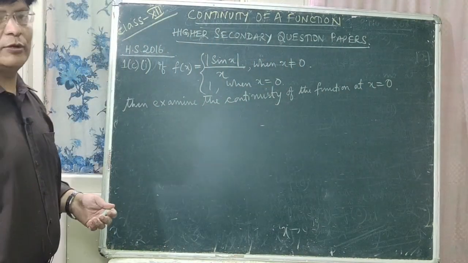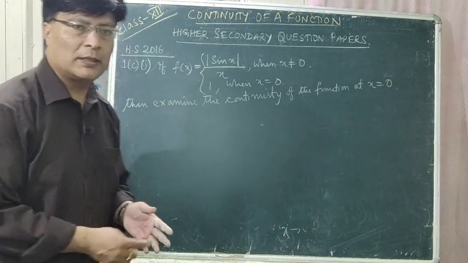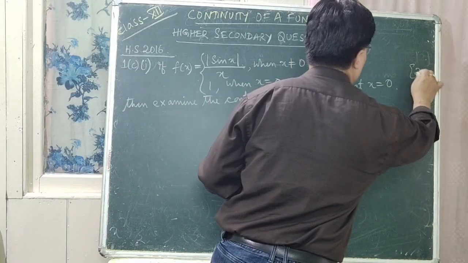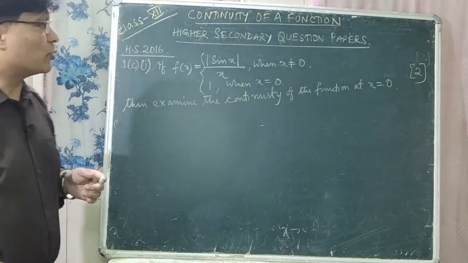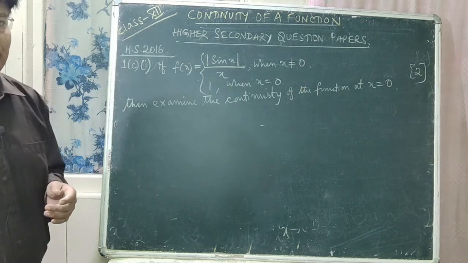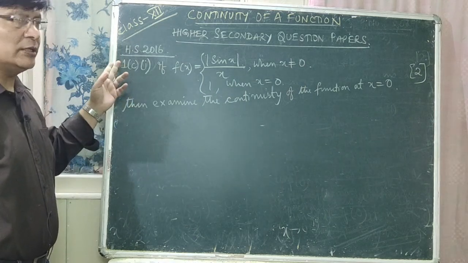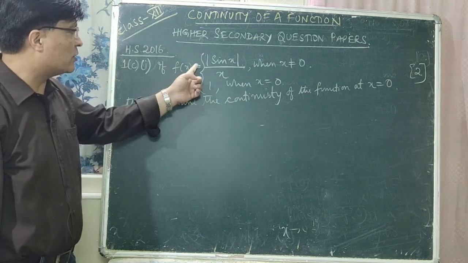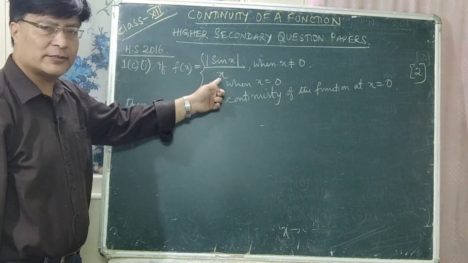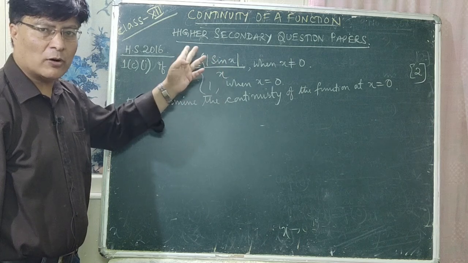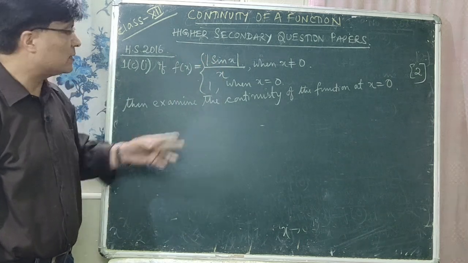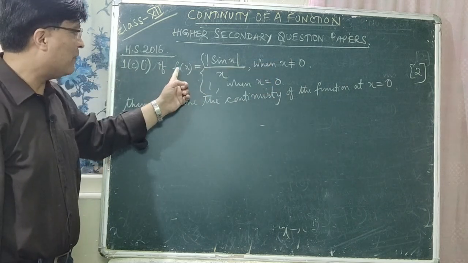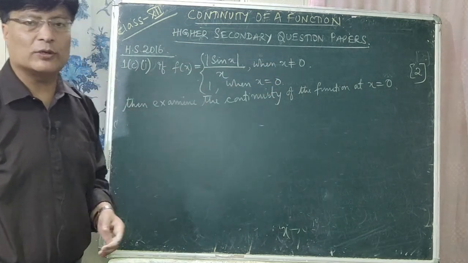So now we'll do the next question, that is from HS 2016. So this question also carries 2 marks. This question is also from the continuity of a function. So the question is 1C number 1. This question carries 2 marks. So if f of x is equal to mod sin x divided by x, this is the problem on modulus of a function, right? Modulus when x not equal to 0, and f of x is equal to 1 when x exactly equal to 0.